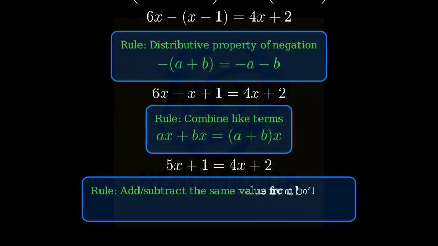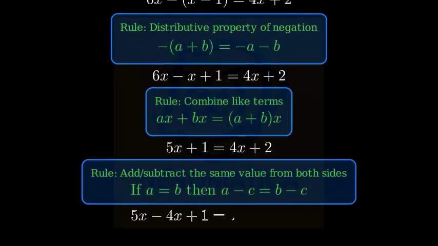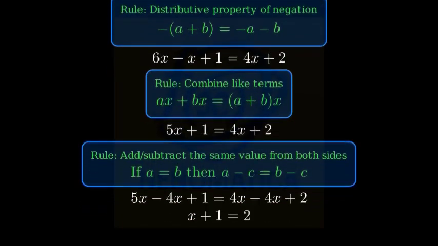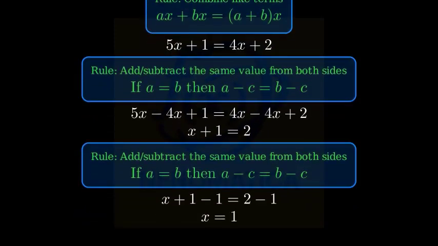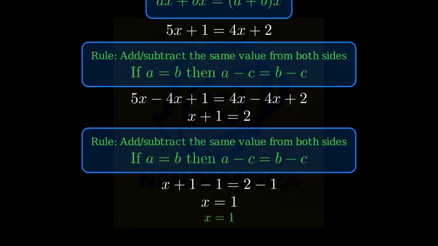To isolate the variable terms, let's subtract 4x from both sides. This gives us x plus 1 equals 2. Finally, let's isolate x by subtracting 1 from both sides. This gives us x equals 1. So our final answer is x equals 1.